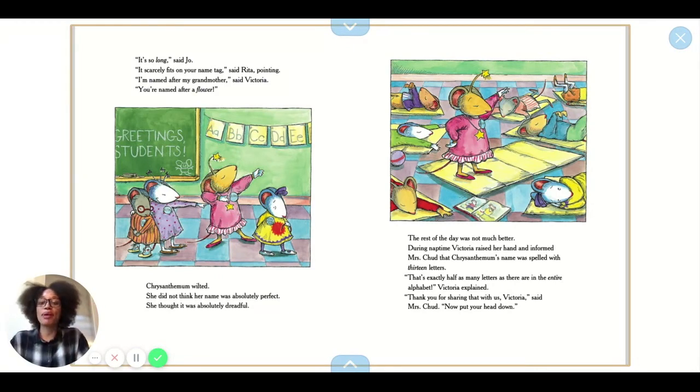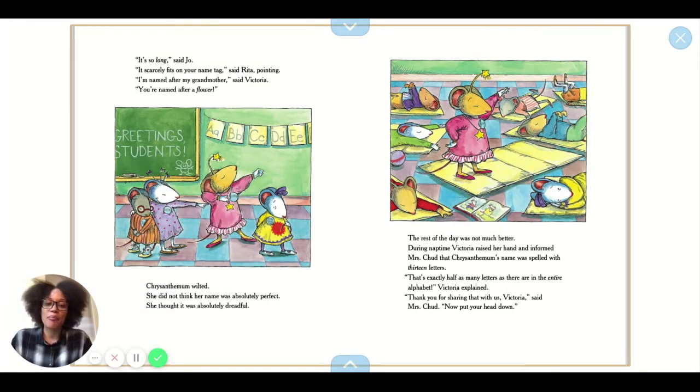I'm named after my grandmother, said Victoria. You're named after a flower. Chrysanthemum wilted. Say the word wilted. That means she got tiny. Flowers, they also wilt if they need water. She did not think her name was absolutely perfect. She thought it was absolutely dreadful. Can you say the word dreadful? Dreadful is another word for bad or negative, which means not good.